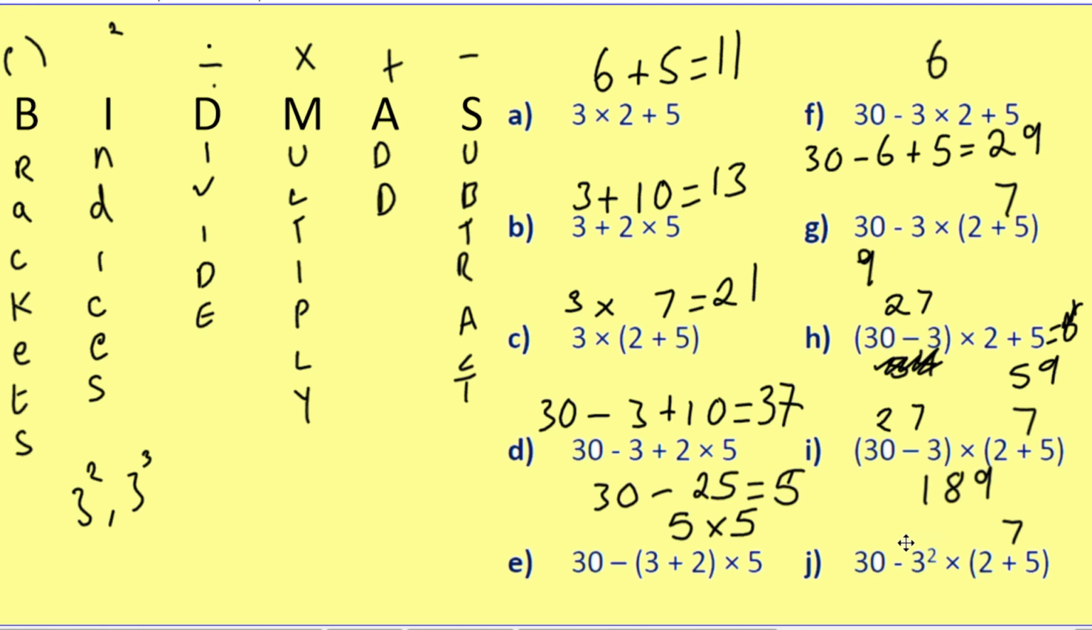And finally, we've got brackets here, which is 2 plus 5, which is 7. Then we've got multiplication, but we've got the squared first. So we're going to make this into 9. So now we've got 30 take away 9 times 7. We're going to do that multiplication first. So 9 times 7, which is 63. So 30, take away 63, is going to give us negative 33.